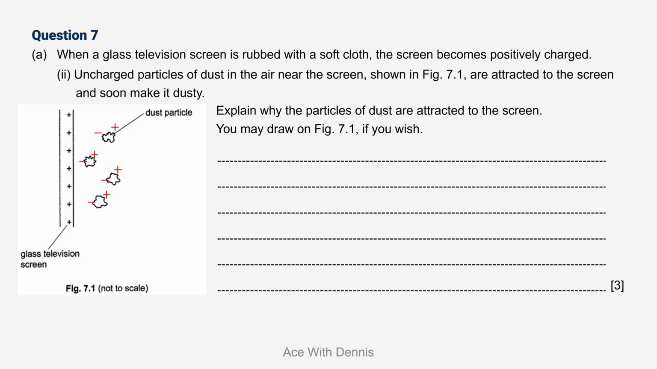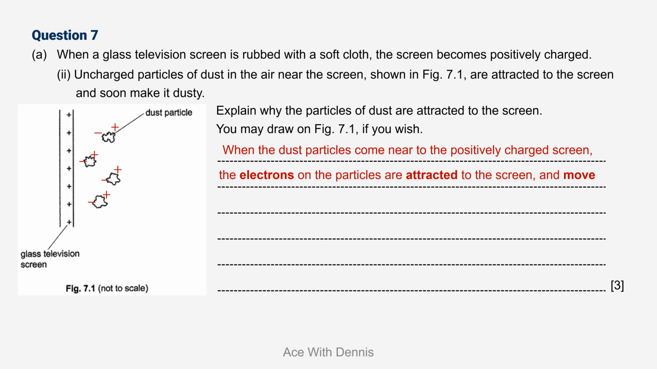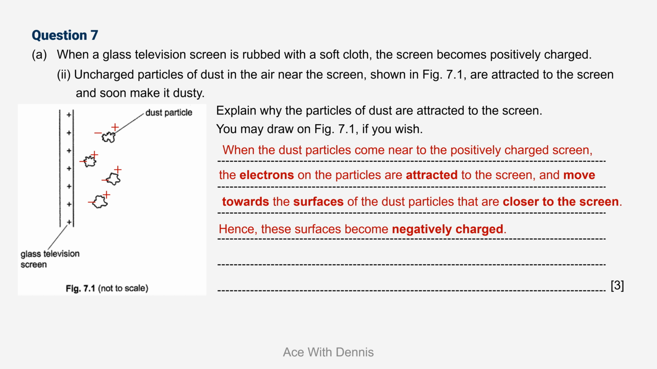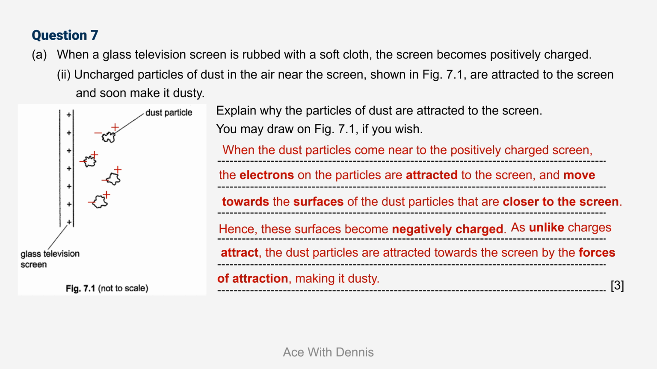So the answer for this question is: when the dust particles come near to the positively charged screen, the electrons on the particles are attracted to the screen and move towards the surfaces of the dust particles that are closer to the screen. Hence, these surfaces become negatively charged. As unlike charges attract, the dust particles are attracted towards the screen by the forces of attraction, hence making it dusty.